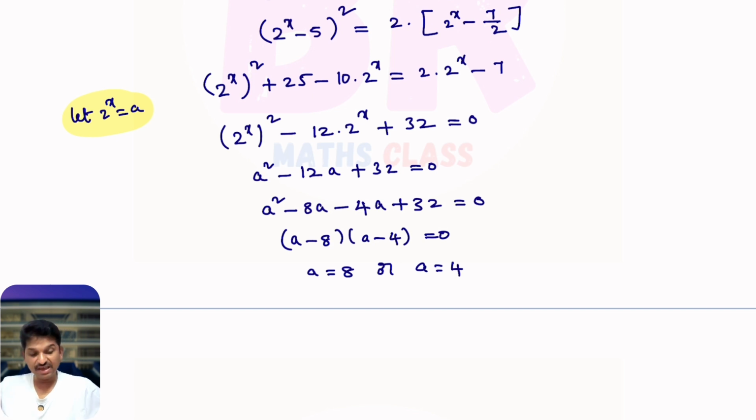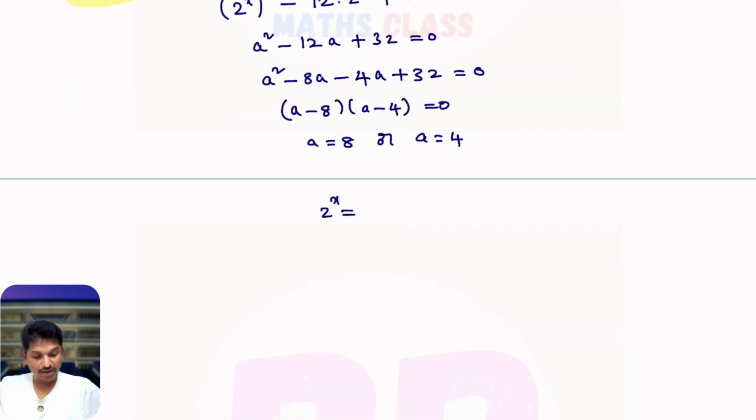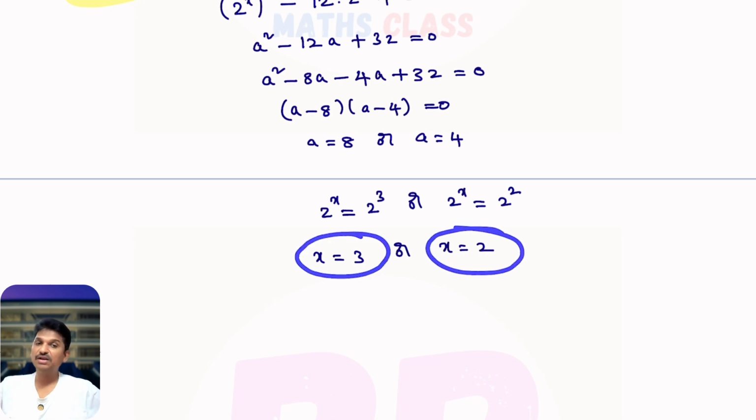What is a? a is 2^x. 2^x = 8, and 8 can be written as 2^3, or 2^x = 4, and 4 can be written as 2^2. From this, you will get x = 3. From this, you will get x = 2. So, x value 3, x value 2.